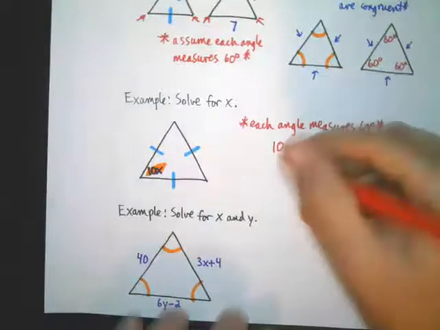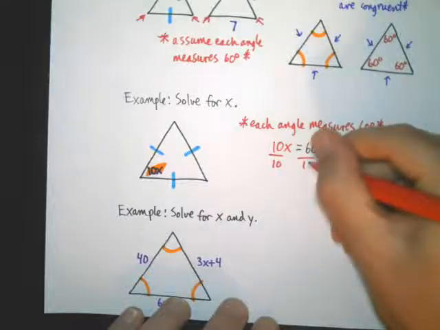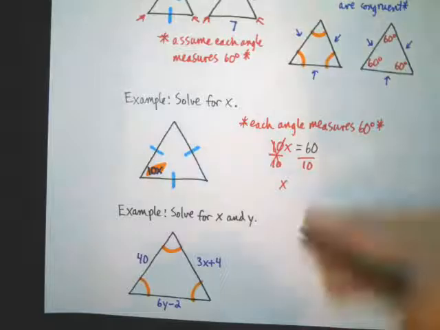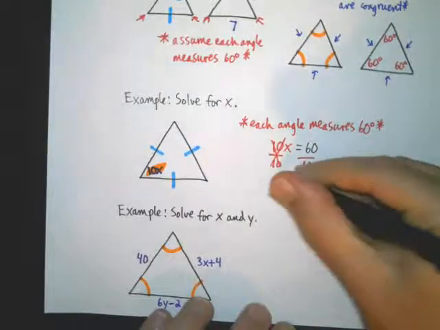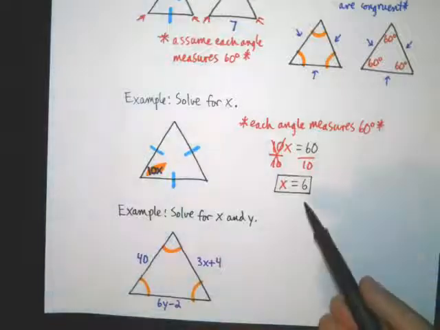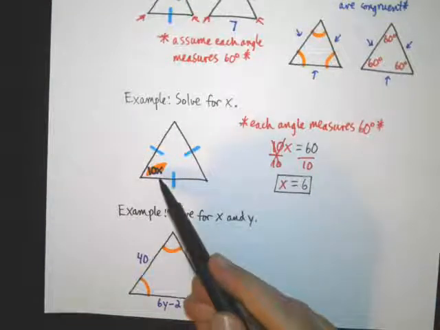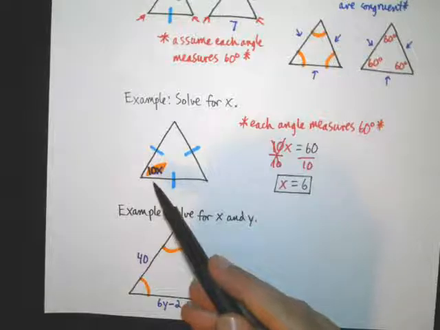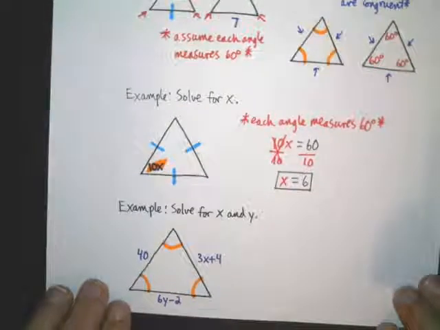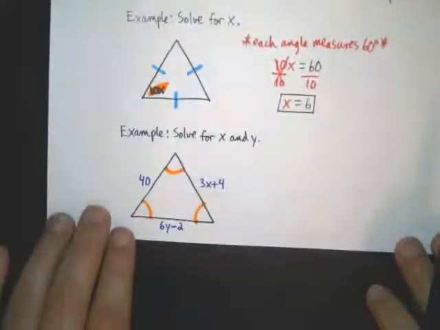And all we need to do here is divide by 10. And we find that x equals 6. And we could always plug that value back into the triangle to confirm that 10 times 6 does make 60. So that's all for that example. And then we come to the last one.